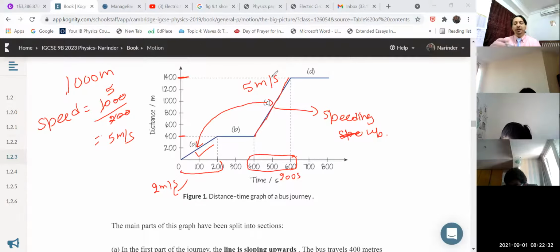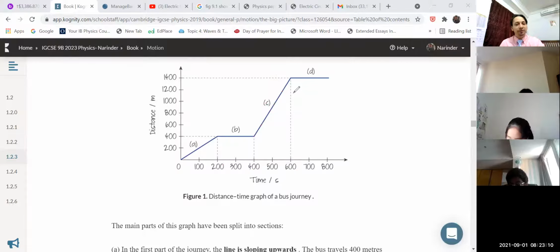Now in section C, from the time interval 400 to 600 seconds, remember, children, speeding up here doesn't mean accelerating. I'm using this word when comparing with section A. Here speed is 5 meter per second, and that remains constant, meaning every 1 second, that car or the moving object covers a distance of 5 meter. Children, please note down this graph.